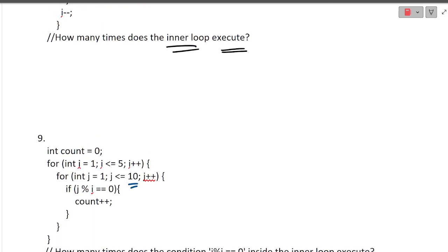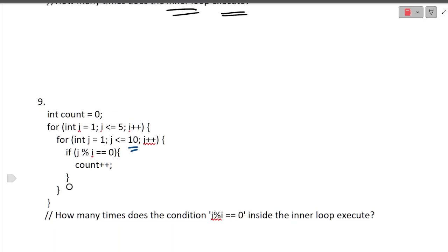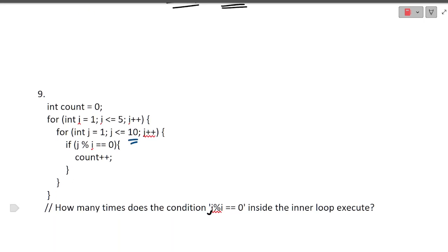Now see, this is another beautiful question. Can you see how this question is designed? This is my j. The condition is j modulus i is equal to 0. The question has been asked in a very beautiful manner. Here it is not asking how many times my inner loop will execute. Here it is asking how many times this condition will become true when my inner loop executes. You need not worry about this, you just need to write it down.